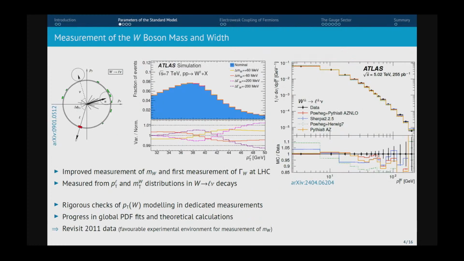Now, first I want to talk about some precision measurements. Here, the measurement of the W boson mass and width released by ATLAS. At the LHC, we measure this in leptonic decays of the W bosons to an electron or muon and the corresponding neutrino. And because of the neutrino, we can only reconstruct the W boson in the transverse plane. So we use proxy variables for the mass to obtain a measurement, for example, the transverse mass, or shown here, the transverse momentum distribution of the lepton.